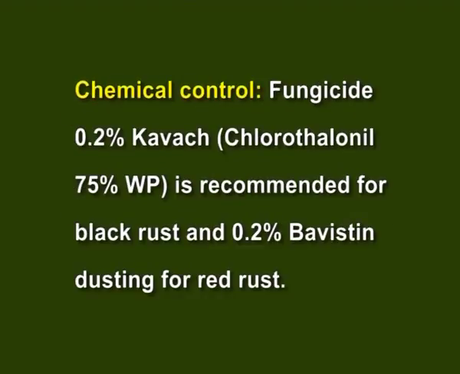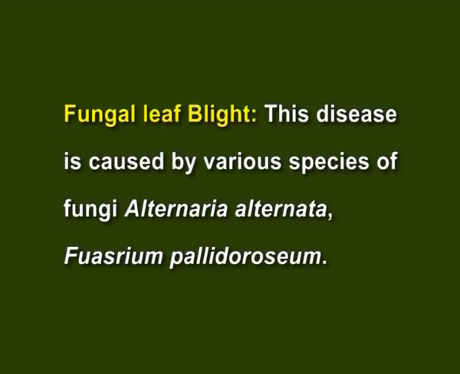Chemical control. Fungicide 0.2% Kavach, that is chlorothalonil 75% WP, is recommended for black rust and 0.2% Bavistin dusting for red rust. Fungal leaf blight. This disease is caused by various species of fungi, Alternaria alternata, Fusarium pallidorosium. It reduces up to 10% leaf yield loss with depletion in nutritive values.